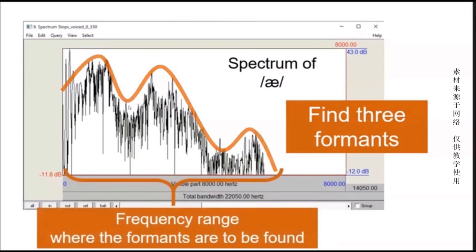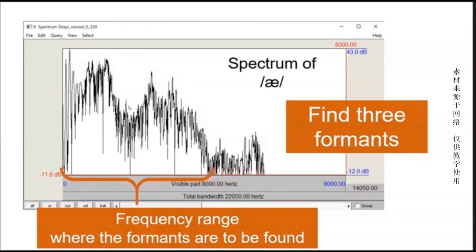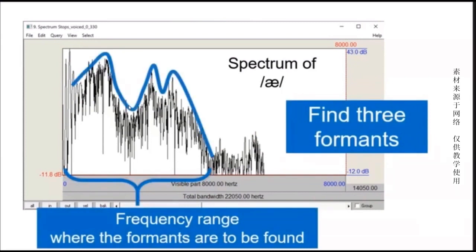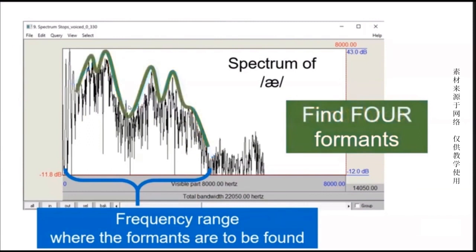So right now we're looking over a pretty broad range, but suppose I narrowed that range and only looked in this lower frequency range. Now, if I told you to find three formants, it should be pretty clear that you would include that distinction between these two. And if I told you to find four formants, then maybe you'd find another distinction lower down in the spectrum.